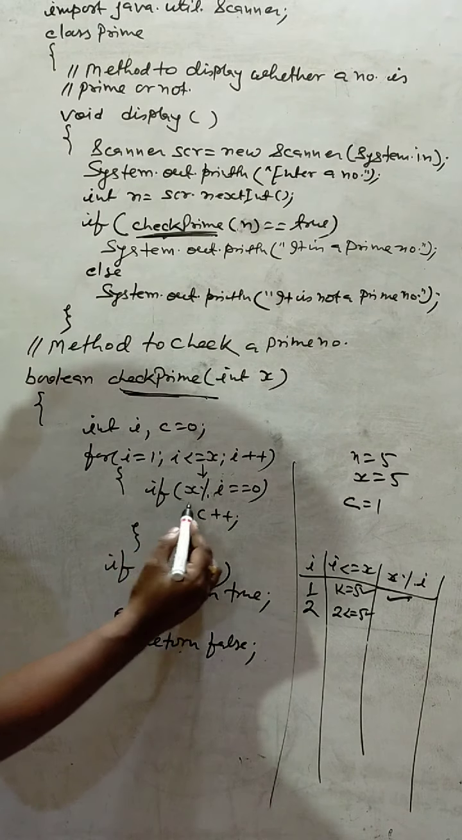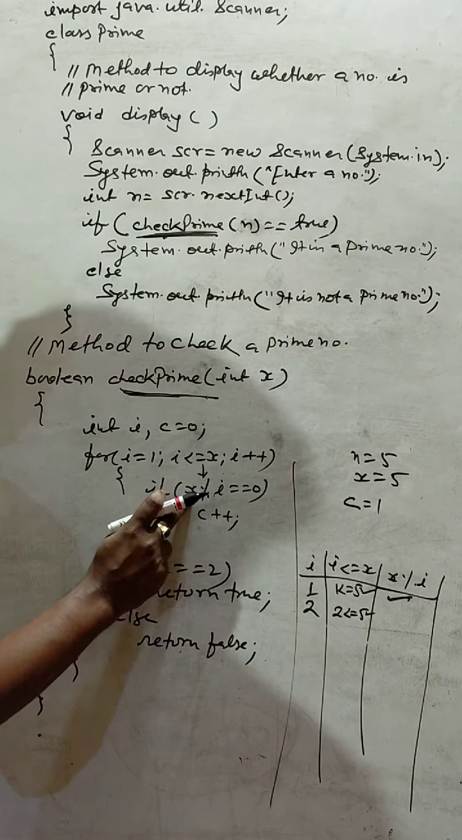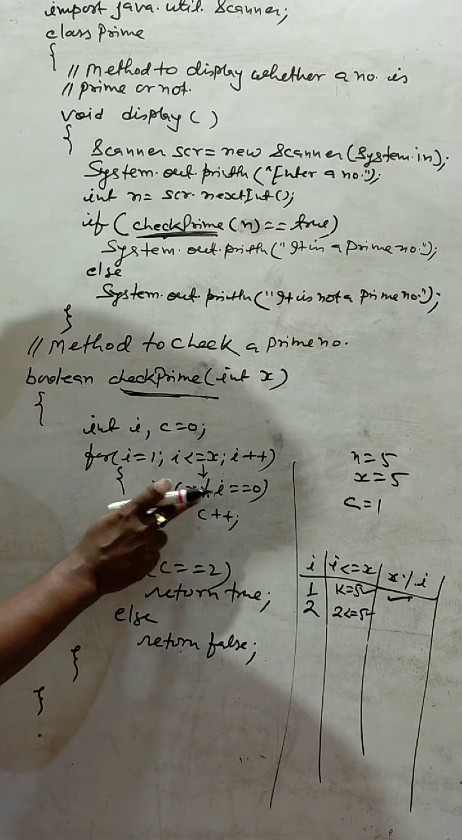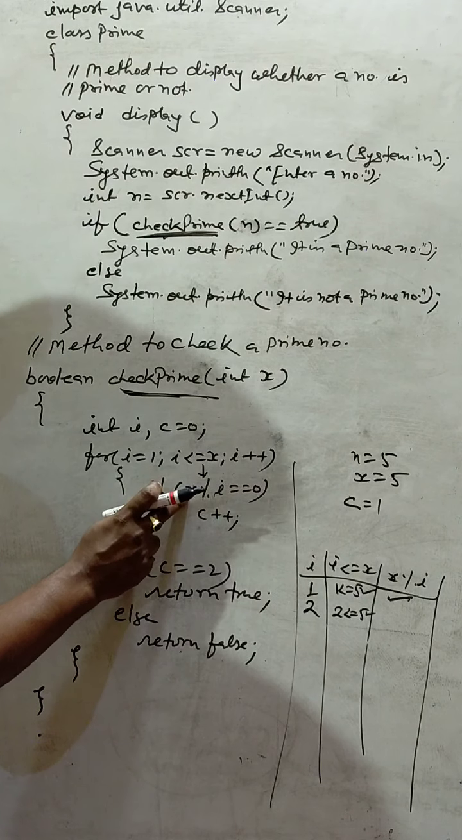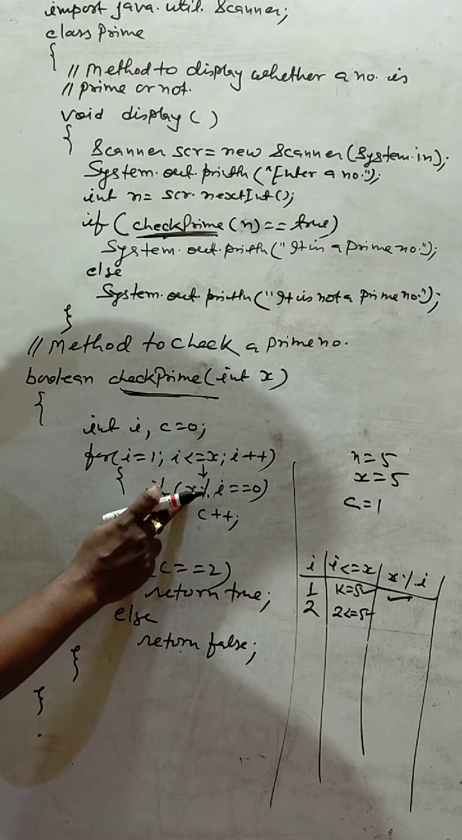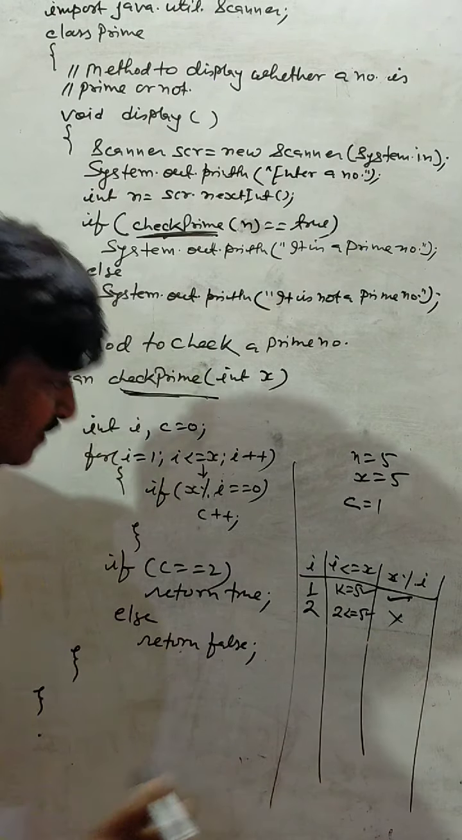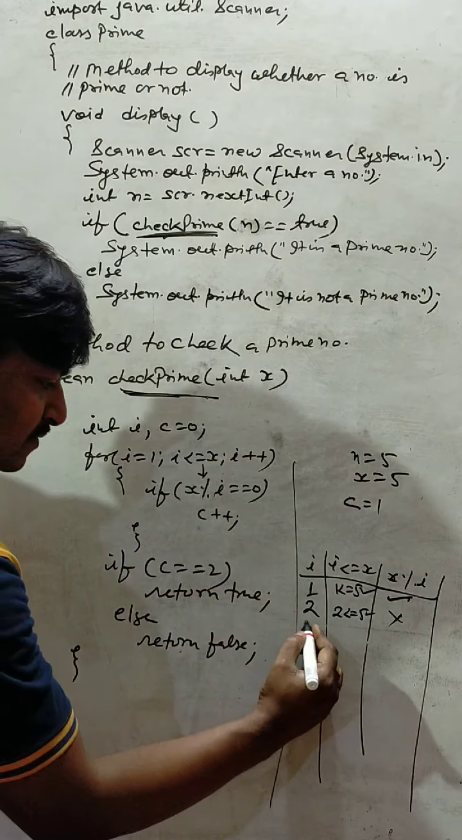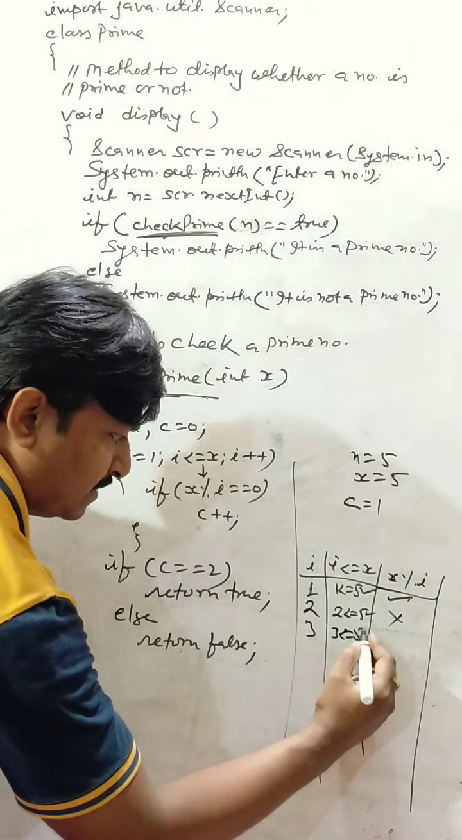Again, inside the loop, x mod I equals 0? This time the value of x is 5 and I is 2. So this part is false because 2 will not divide 5. So this condition is now false. Therefore, C++ will not execute. Again, I++, I equals 3, 3 less than or equal to 5, the condition is true.